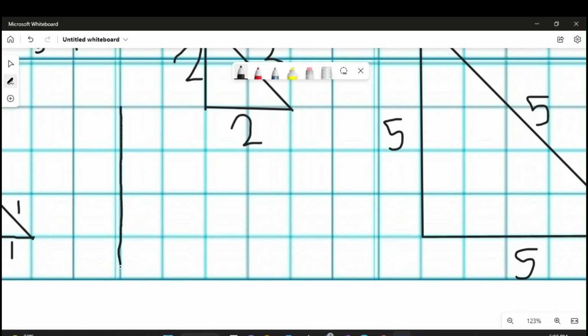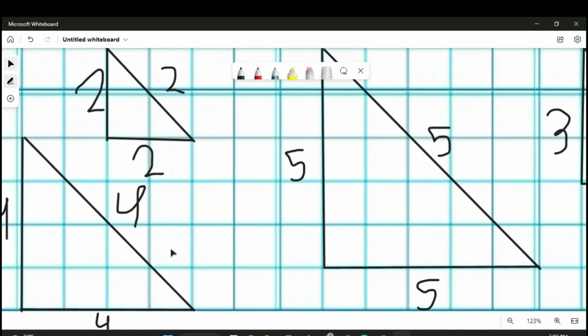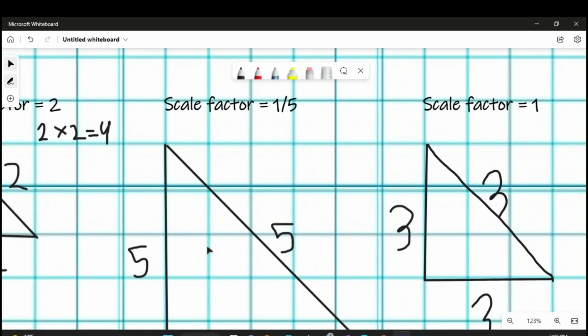Starting from here. Okay, let's label the side lengths. And let's move on to the next practice problem.